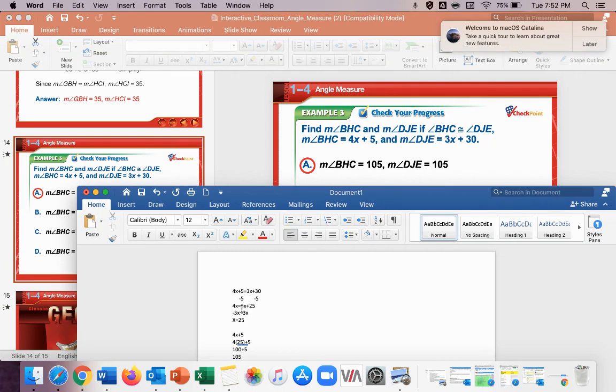Subtract 3x from both sides. Take away 3x from here, you're left with x. Take away 3x from here, you're left with 25. x equals 25. Then you sub it in. 4x plus 5 equals 4 times 25 plus 5, which is the same thing as 100 plus 5, which equals 105. And if BHC equals 105, that must mean DGE equals 105 because it's the same thing.